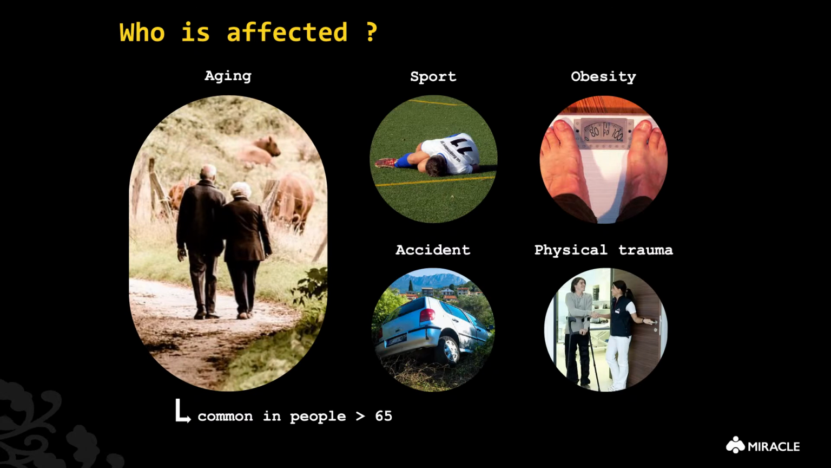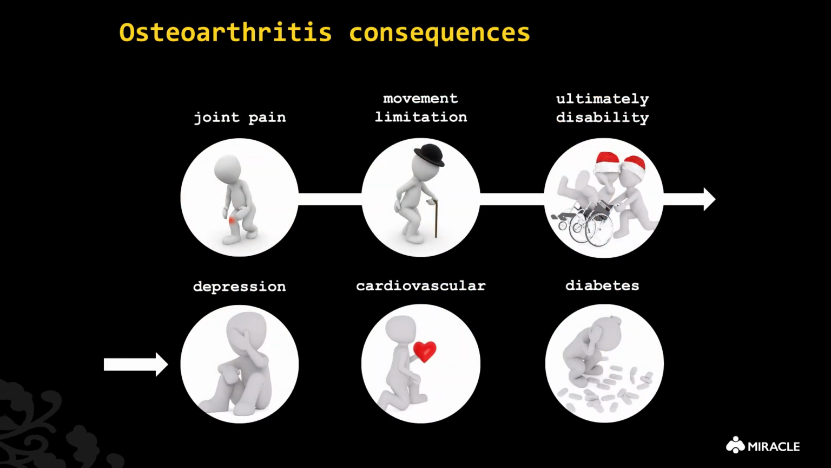The next question is how osteoarthritis happens. The most common reason is aging, being very common in people older than 65 years. It can also happen because of a sport injury, excessive sport, obesity, accident injury, or some physical trauma such as a fall, for example. As a consequence, people with osteoarthritis have severe joint pain, movement limitations, and it can reach total disability. As a secondary disease, patients can have depression, heart disease, and diabetes.